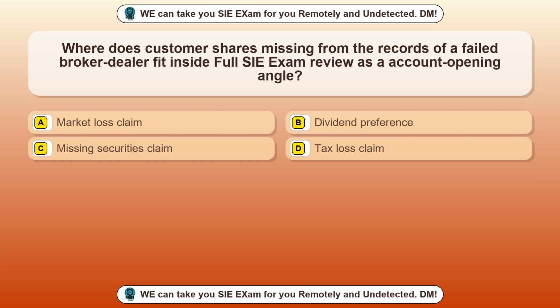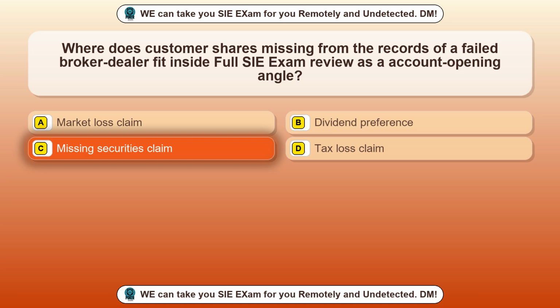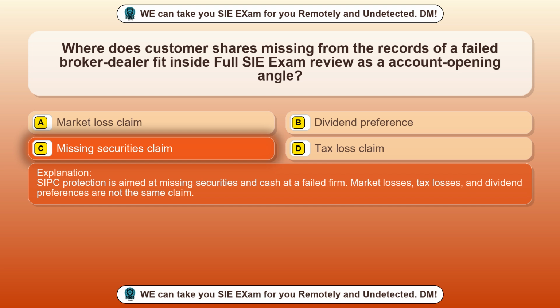Question 3. Where do customer shares missing from the records of a failed broker-dealer fit inside the full SIE exam review, as an account opening angle? Option A, market loss claim. Option B, dividend preference. Option C, missing securities claim. Option D, tax loss claim. The correct answer is Option C, missing securities claim. SIPC protection is aimed at missing securities and cash at a failed firm. Market losses, tax losses, and dividend preferences are not the same claim.